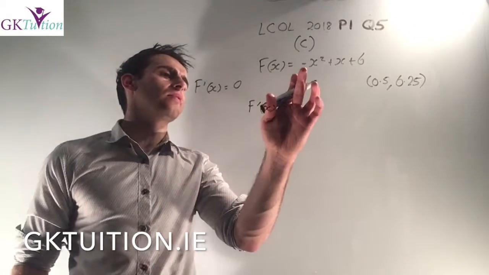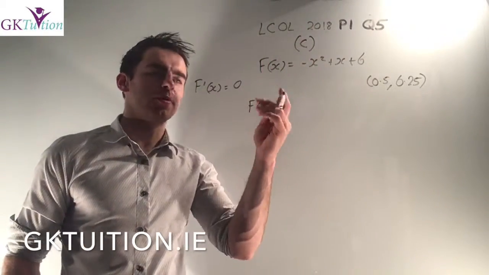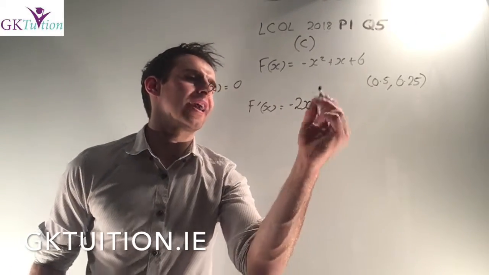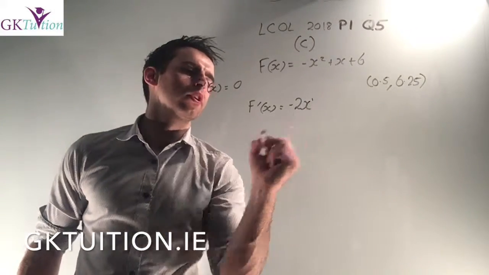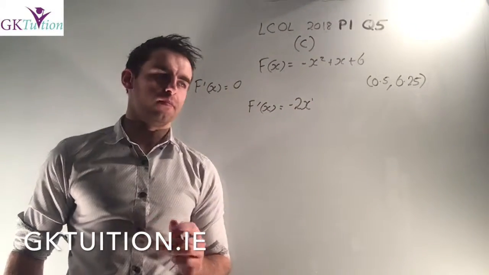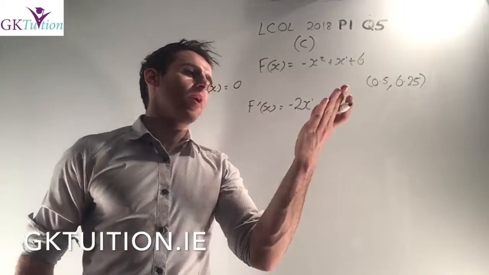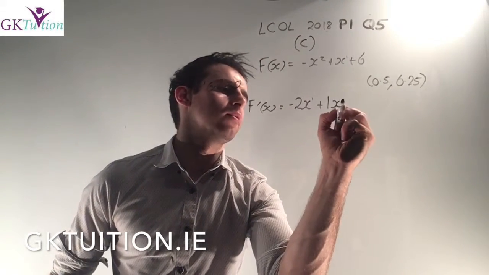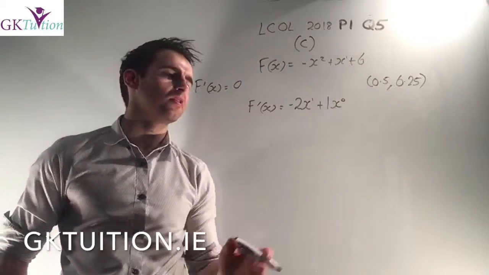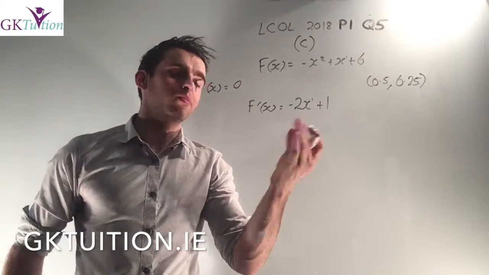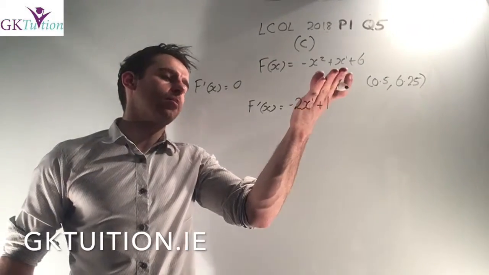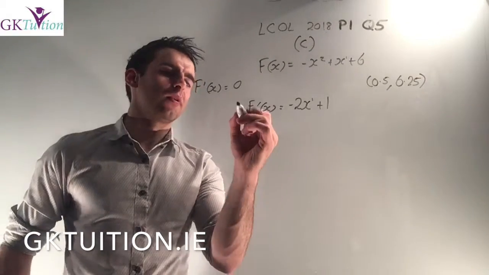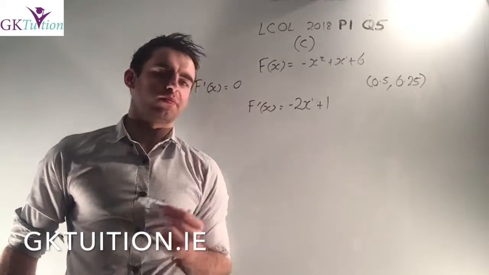So to get the derivative of minus x squared, I just bring the power in front. So it becomes minus 1 by 2, which is minus 2x, and the power decreases by 1, so it becomes minus 2x to the power of 1. You can view plus x as x to the power of 1, so the 1 comes in front, and it's plus 1 times x to the power of 0, which is just 1, but we don't need to put it in. So the derivative of plus x is just plus 1. The derivative of 6 is 0. So my first derivative here is just minus 2x plus 1.